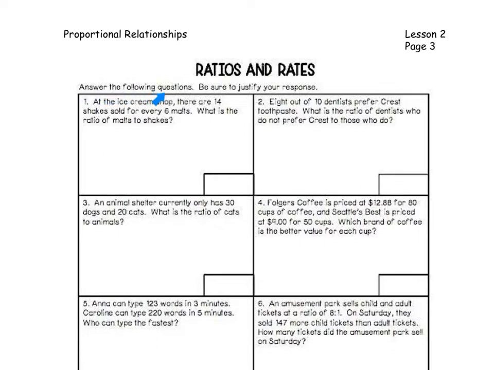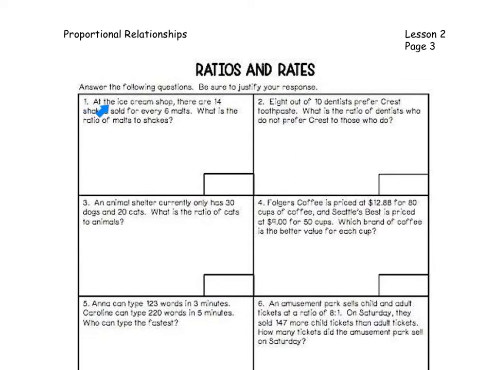They ask us to answer the following questions and to be sure to justify your response. So we'll back up our response or justify it with math. The very first thing we're going to do is read through the problem, and I will let you know that it's really all about the details. So we want to highlight or circle or whatever we need to do in order to understand the details that they're giving. And we're going to pay close attention to what the question is that we're being asked to find.